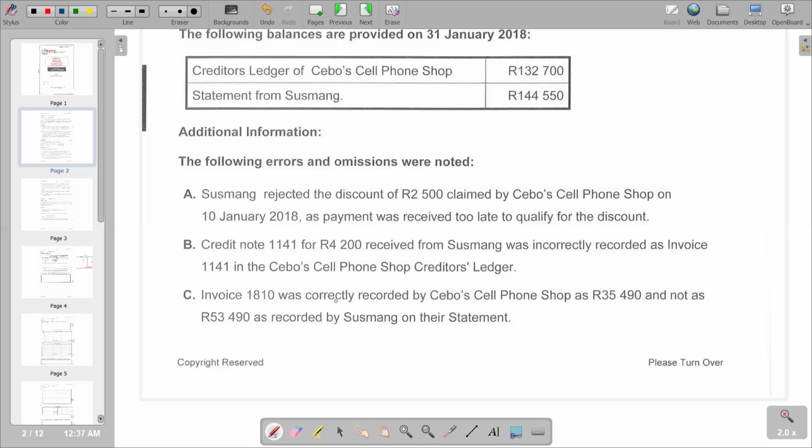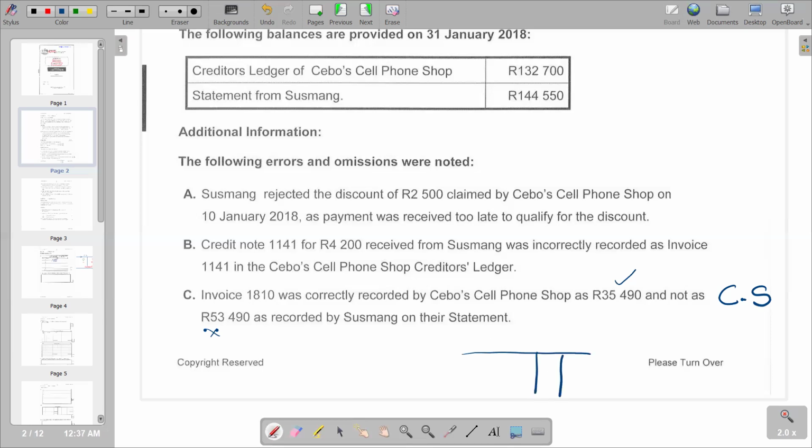So we are seeing that the creditor's ledger is correct, as it's saying it was correctly recorded by Sebo's cell phone shop. So the ledger is inside Sebo's cell phone shop. This figure is the one which is correct, and this figure is wrong, which is on the statement. So we see that the document which needs correction is the creditor's statement, which was recorded with a higher figure.